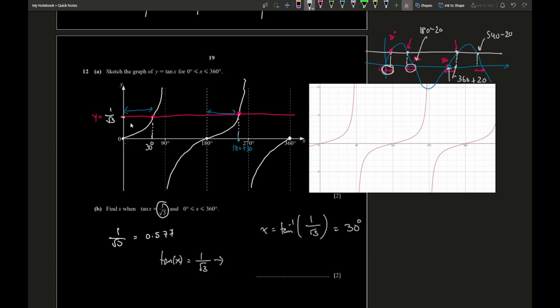So we said the distance between the point of intersection and the origin is the same as the distance between the point of intersection and its nearest asymptote. If the value of x at this point is 30, then the value of x at this point is going to be 180 plus 30, which is 210. So our two solutions are x is equal to 30 degrees and 210 degrees.